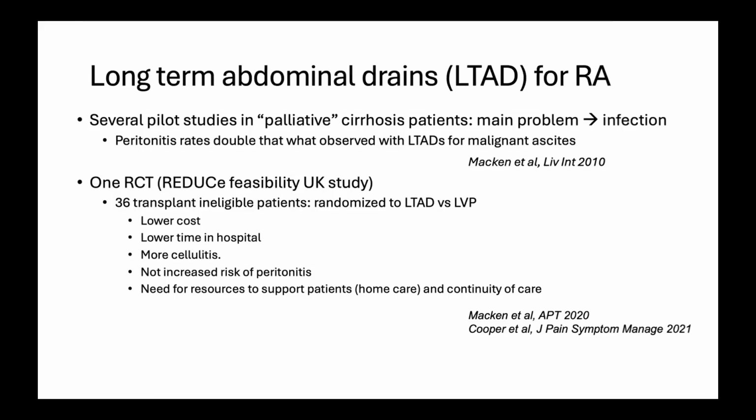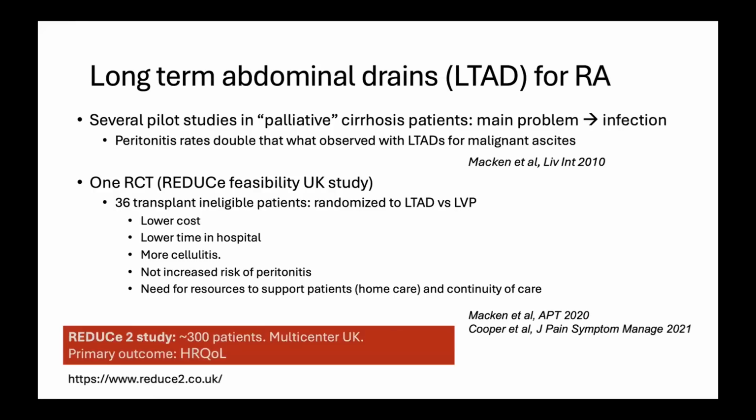And they clearly showed that patients who have the drain need resources, home care, to help them in managing the drain. And this is now being evaluated. There is a very nice website from the REDUCe 2 trial, with 300 patients in the United Kingdom. They have the capacity of doing these large trials in patients with cirrhosis, and they wonder all of us about the organizational capacity. We hope that the primary outcome is health-related quality of life. This is not to improve survival. This is just to make the life of the patient better.